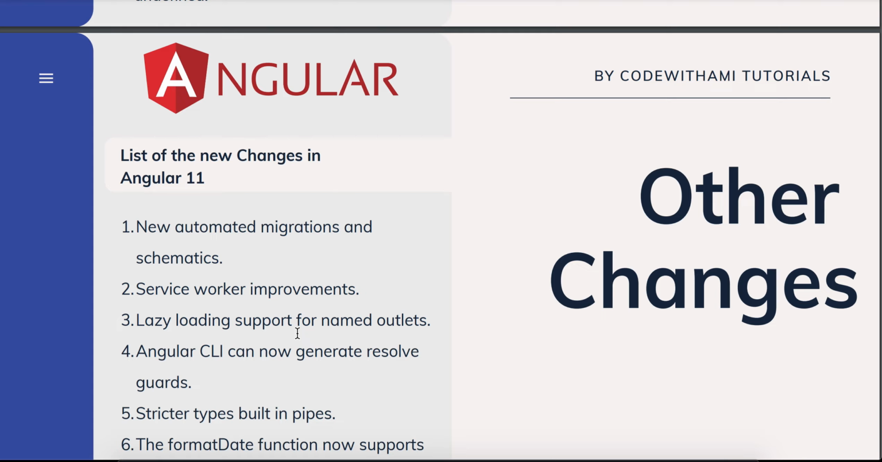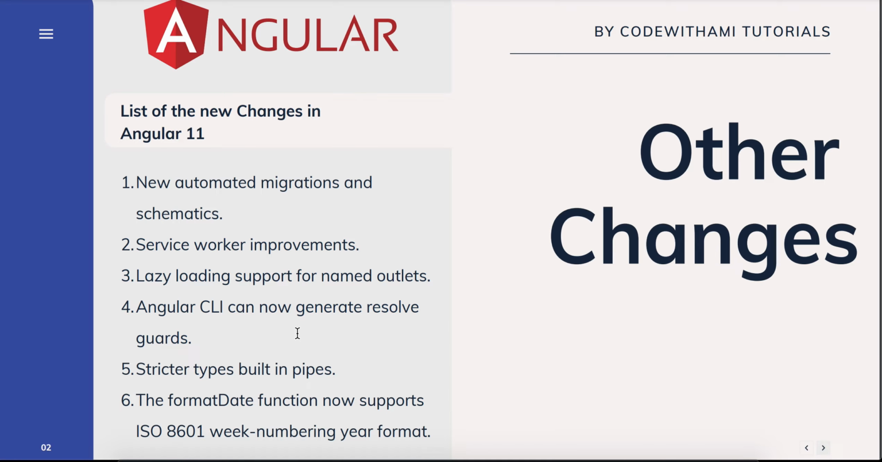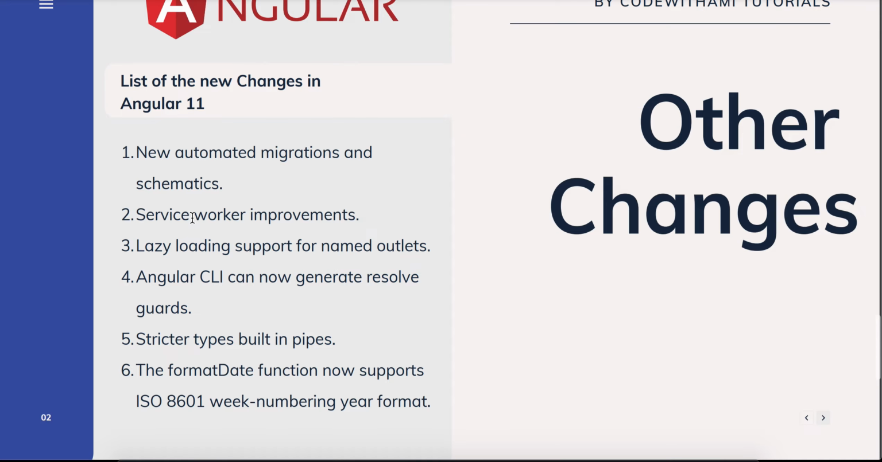These are other changes. With those big changes, Angular has also introduced some small changes, which we are going to discuss now. Basically the first one is new automated migrations and schematics they have added, and then we have service worker improvements, which is really good. Lazy loading support and named outlets, that is also pretty good. And then Angular CLI can generate resolver guards as well. That is awesome, I will say, because previously we did not have this. We could create components, services, directives, pipes, everything, but we could not create resolvers till now. But now we can create guards as well.